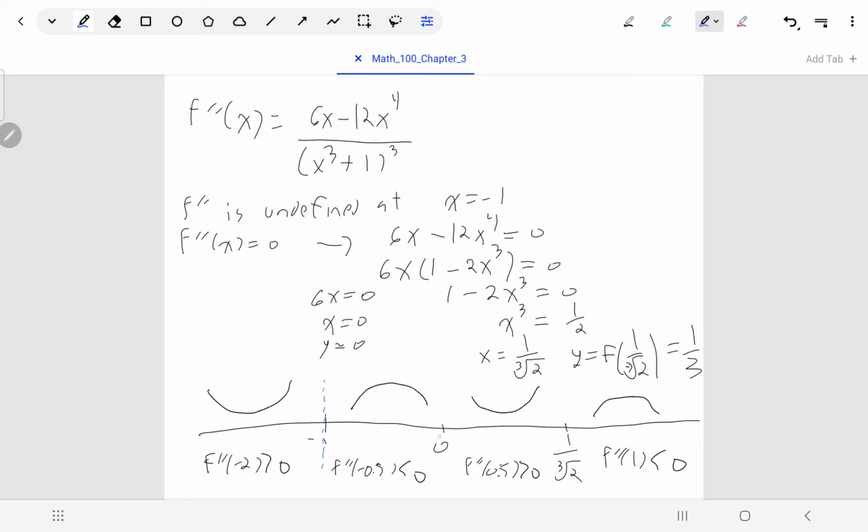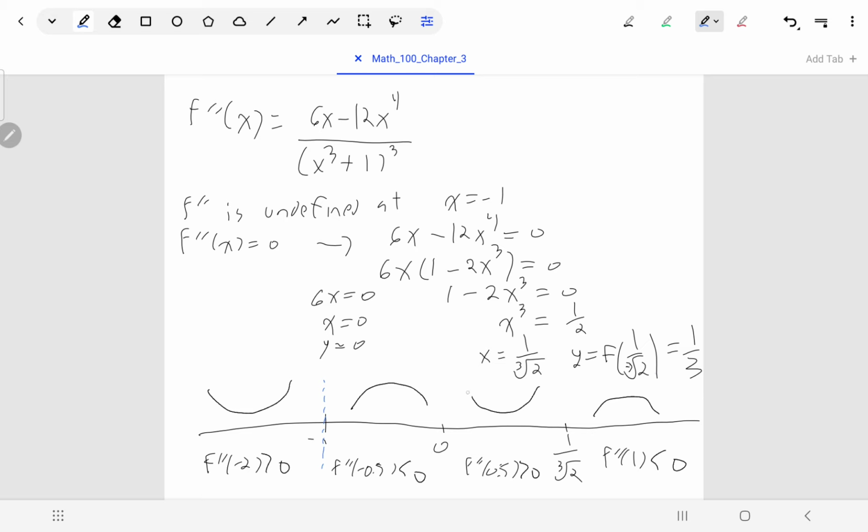However, (0, 0), that other place that we'd found that was a critical number, looks like (0, 0) is a point of inflection because we're changing concavity from concave down to concave up. And same thing with the 1 over cube root of 2. That's again a point on our graph. We have an x and y point. There's definitely a tangent line there.